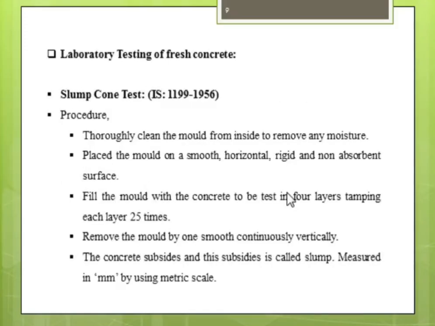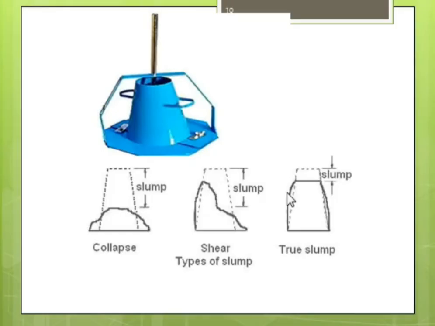Then there are some laboratory testing methodologies for evaluating fresh concrete. These are some common tests which are available in every laboratory to measure the workability of concrete, like the slump cone test. IS 1199 gives the guideline regarding this test, the slump cone test. So what is the procedure there? You can observe in this figure. This is the slump cone.